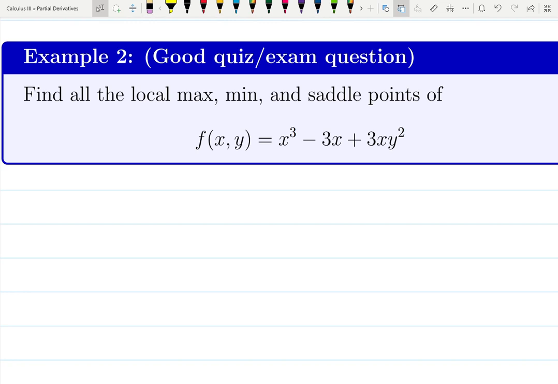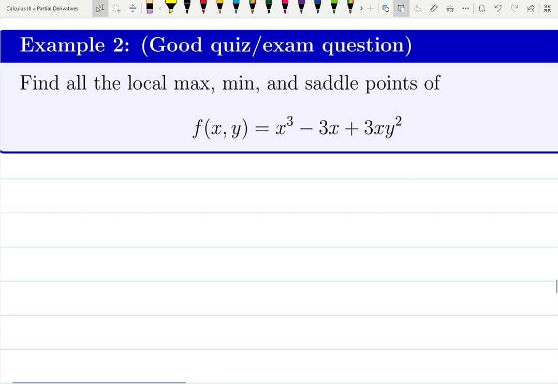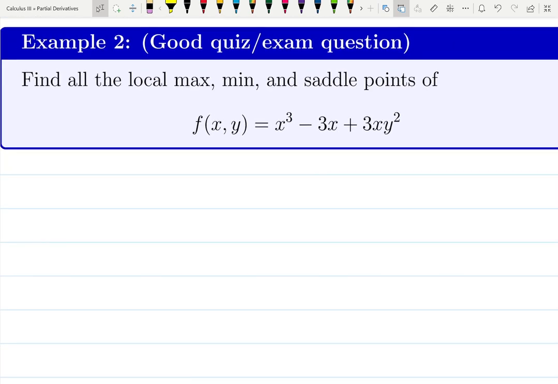Let's do the example where we get everything. This is going to be on the test, or the quiz, or both. Find the local maximum, minimum, and saddle points, if there are any. Guess what? There are all of them. So this example is an amazing YouTube video right now, how to find all points. Let's do the process. Step 1, solution.